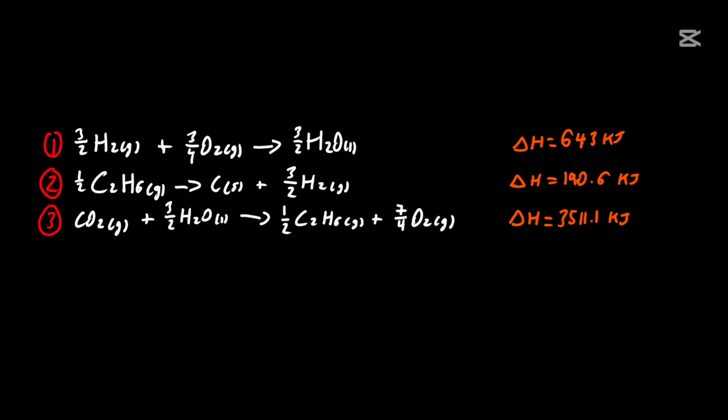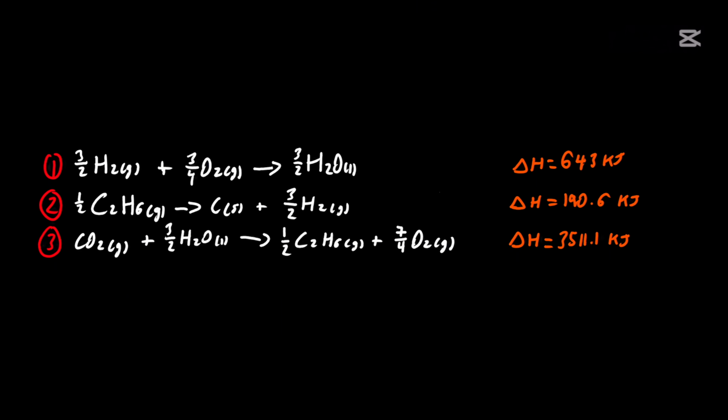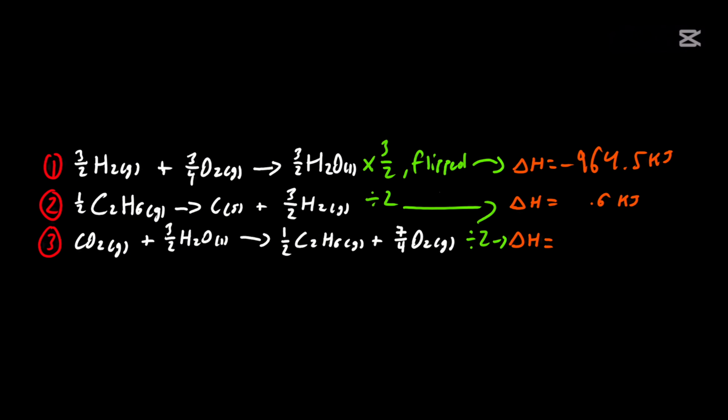Now, once again, whatever changes you make to the equations, you must also make to their corresponding enthalpy changes. So since equation 1 was multiplied by 3/2 or 1.5, as well as flipped, we need to take its original enthalpy of 643 kilojoules and multiply it by -1.5 to give us -964.5 kilojoules. And then for reactions 2 and 3, we're just dividing these answers by 2, giving us new enthalpy changes of 95.3 kilojoules and 1755.55 kilojoules respectively.